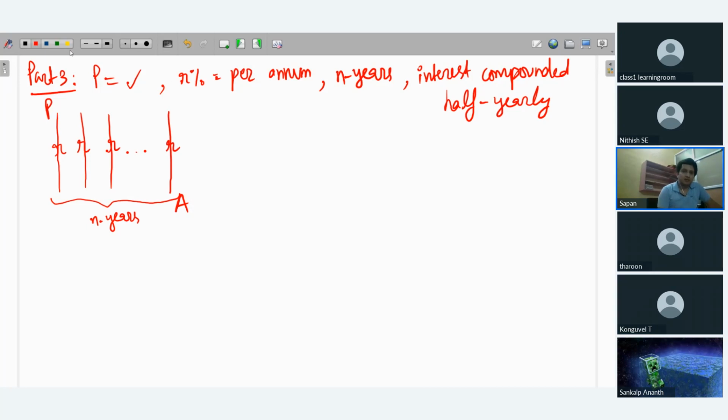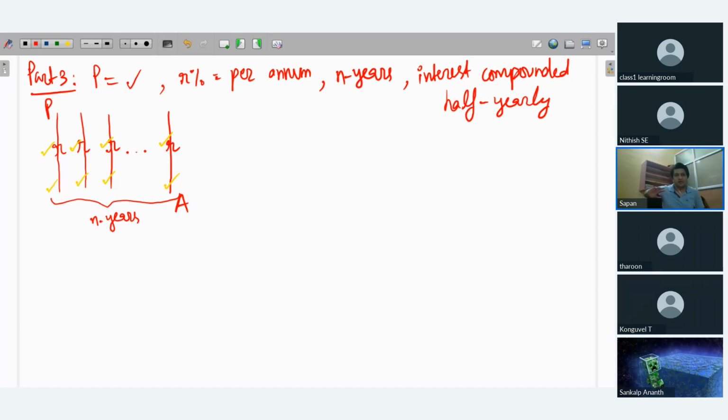Now to denote that interest is compounded half yearly, we put a small dash. A small dash here, here, here, here, here. The yellow tick represents that you are going to receive the interest every year 2 times. That's what it shows. 6 months, 1 by 2.